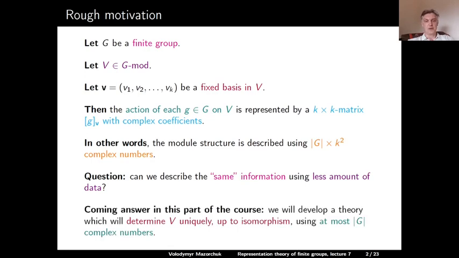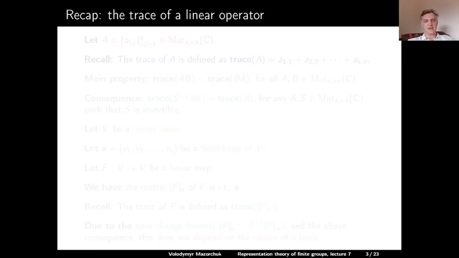And in this part of the course, we will develop a theory which will allow us to describe roughly the same amount of information, so to determine our module V uniquely up to isomorphism, using at most the cardinality of G complex numbers. So this is a very significant reduction in the amount of data we need to uniquely identify a G-module V. Before we can define what a group character is, let us do a quick recap about the notion of the trace of a linear operator.